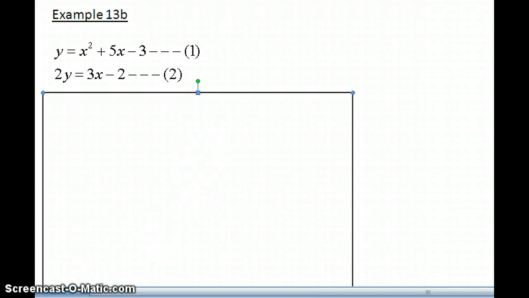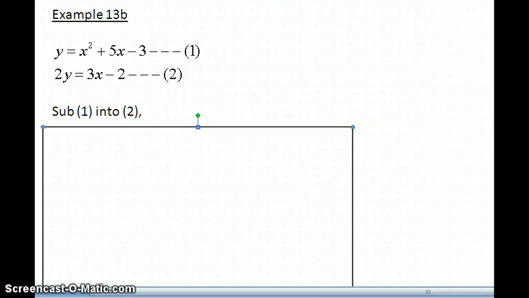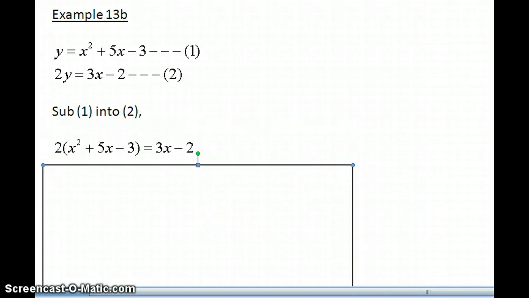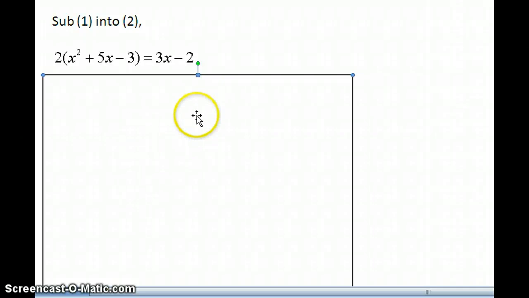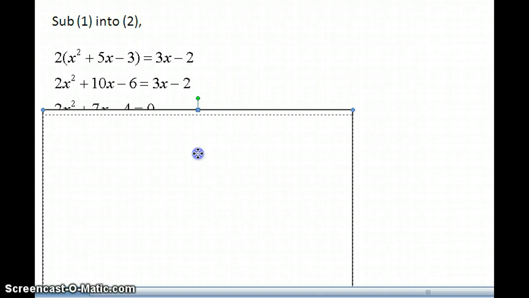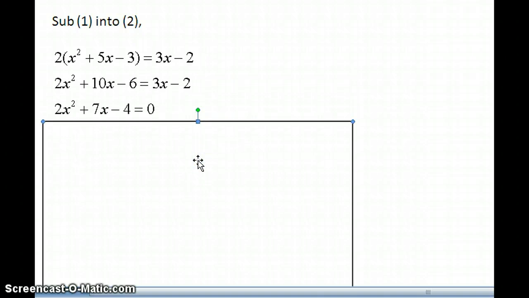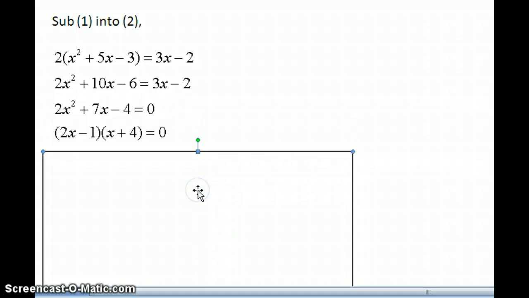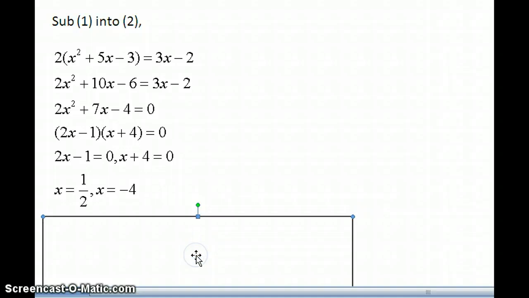So I will substitute equation 1 into equation 2 right from the start. Right, so I'll substitute 1 into 2, giving me this equation. We will then simplify it by expansion, and then simplify it even further to get a quadratic equation. So again, we will factorize this using the cross method, giving me this. So we will obtain the two x values, whereby x equals 1/2 or x equals -4.